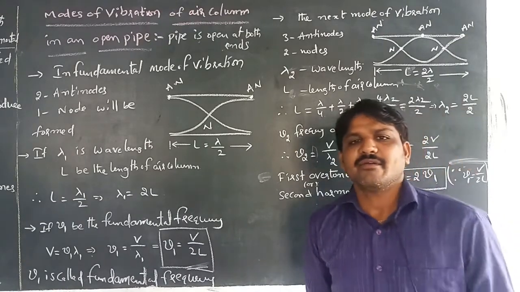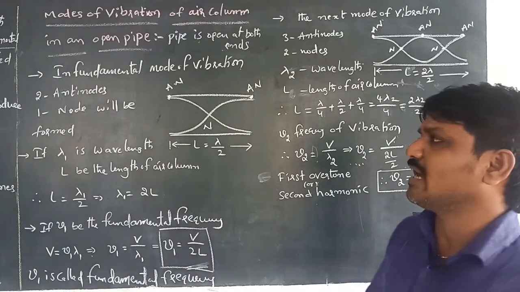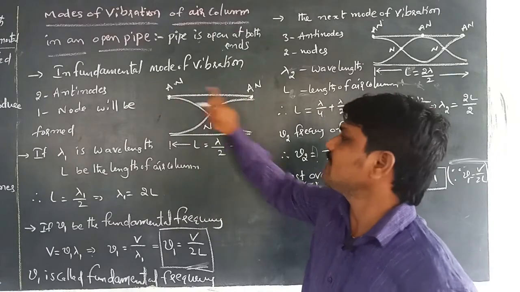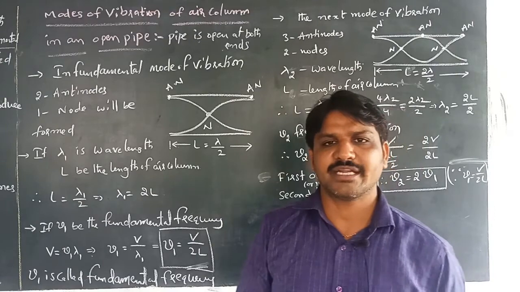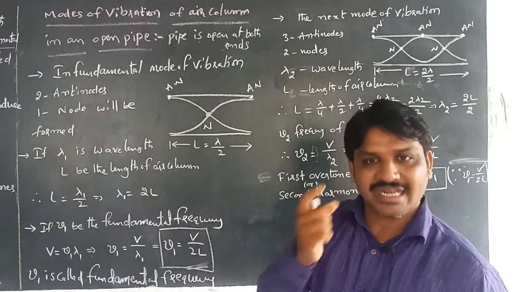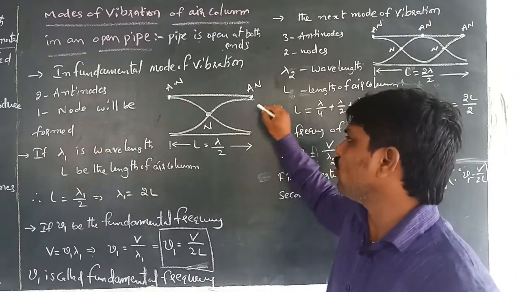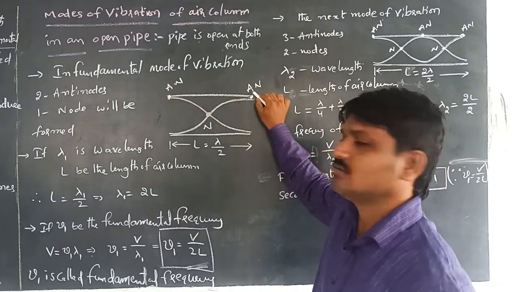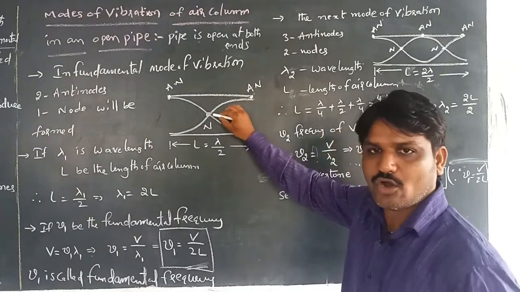In an open pipe, when the fundamental mode of vibration happens, two antinodes are formed, and between the two antinodes, one node will be formed. We have already discussed that antinodes are formed at open ends, so since both ends are open, two antinodes and one node are formed.